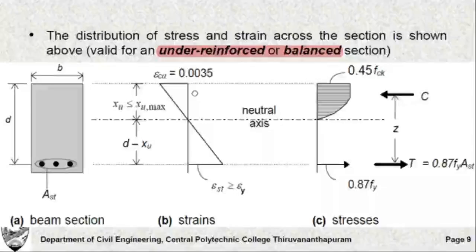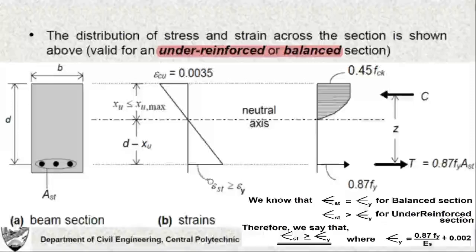Now coming to the strain distribution, we have learned that the concrete fails at the same time as the steel yields in case of balanced section. So the concrete has a strain of 0.0035 and steel has a strain of epsilon st equal to epsilon y for balanced section. But in case of under reinforced section, we must consider epsilon st exceeding epsilon y. Epsilon y is given by 0.87 fy by Es plus 0.002, which we have already learned.